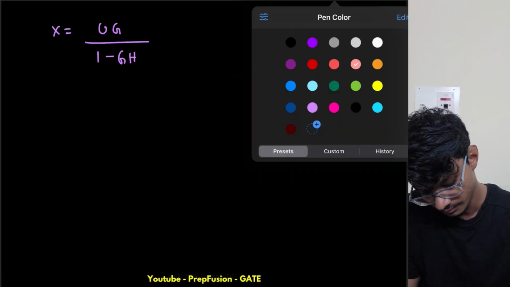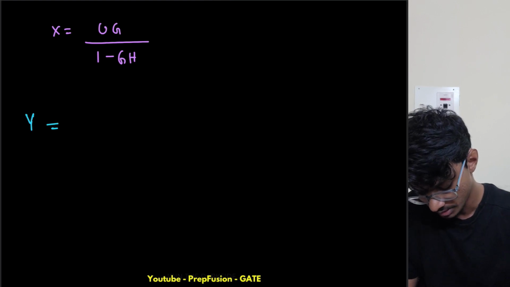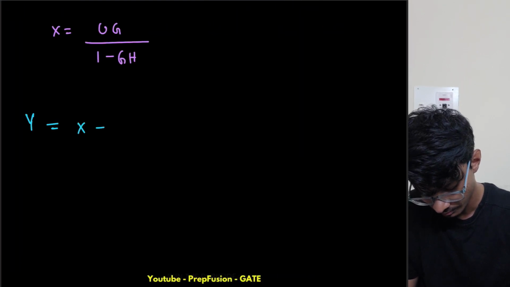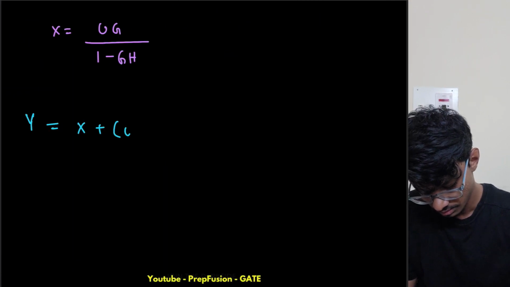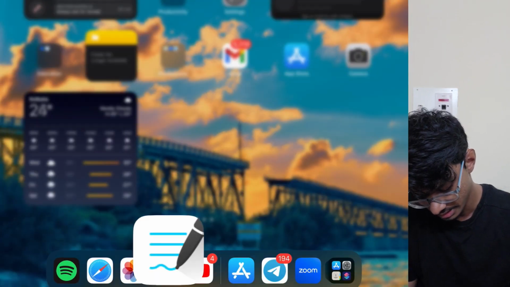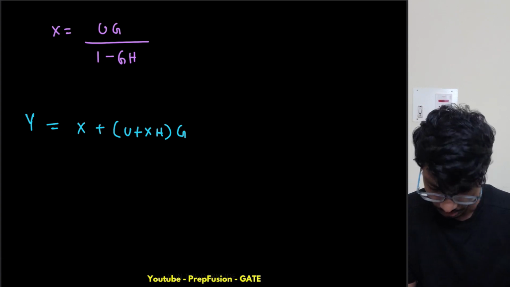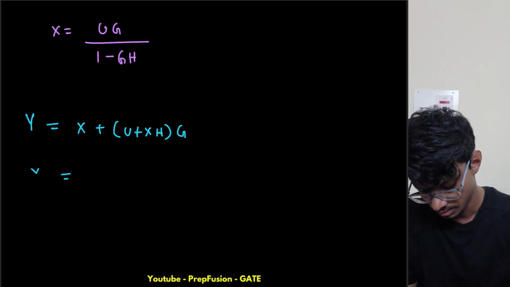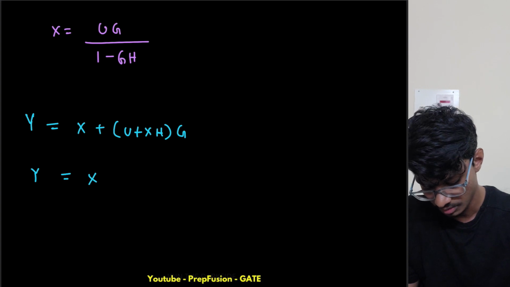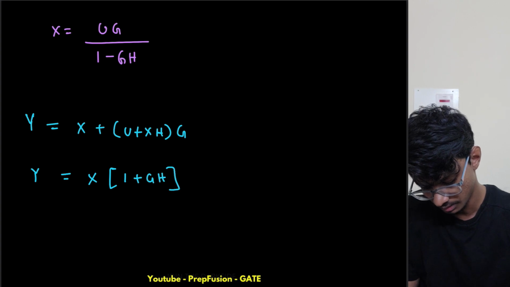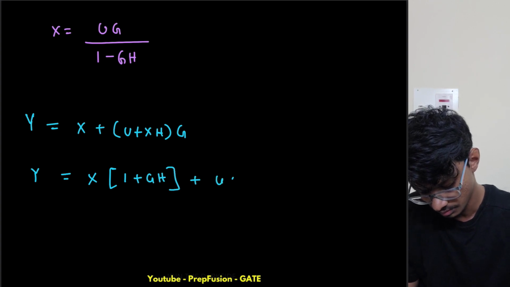Let me write it differently. What is y equal to? y equals x plus ... u plus xg, u plus xh into g, xh into g. So this becomes y. I take x common here, so this is 1 plus gh again, plus ug.